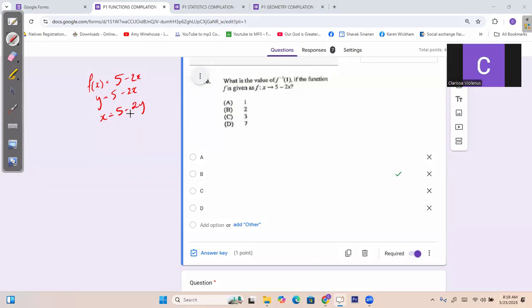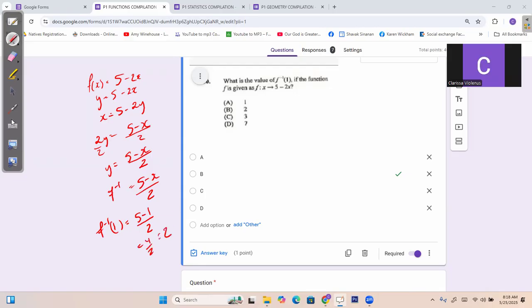Then we make y the subject, so 2y is equal to 5 minus x, divided by 2. So y is equal to 5 minus x divided by 2. So f inverse is equal to 5 minus x divided by 2. So f inverse of 1, you just put 1 wherever. That's 5 minus 1 over 2, which is 4 over 2, which is equal to 2. So that's why our answer is B.